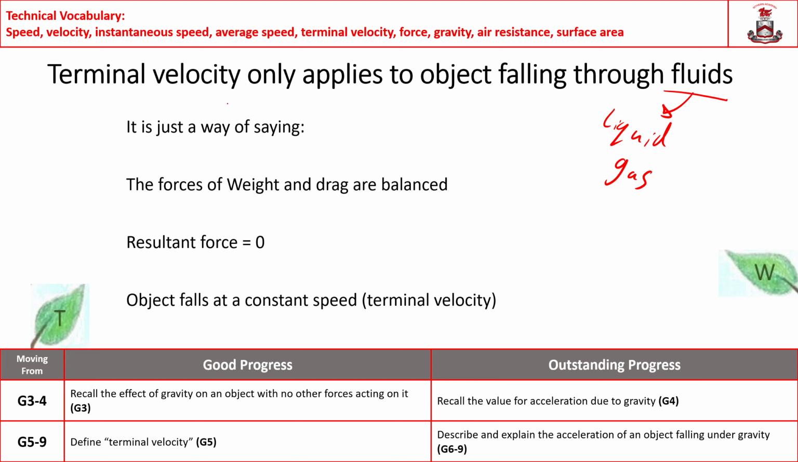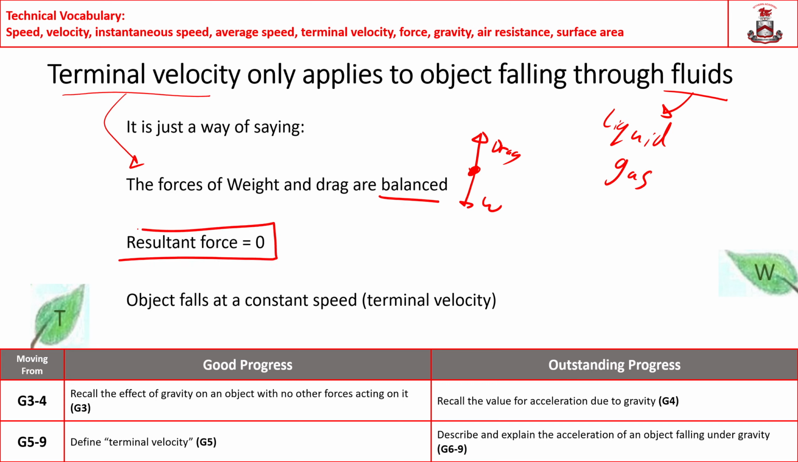Now, so if something's falling with terminal velocity, what that is saying is the forces of weight and drag are balanced. So there's a person, there's drag, there's weight. These are equal and opposite, so they're balanced. So the resultant force is 0. Remember, if you have a resultant force of 0, you move at a constant speed. In this case, that constant speed is your terminal velocity. So there it is. You fall at a constant speed, and we have a special name for this called terminal velocity.